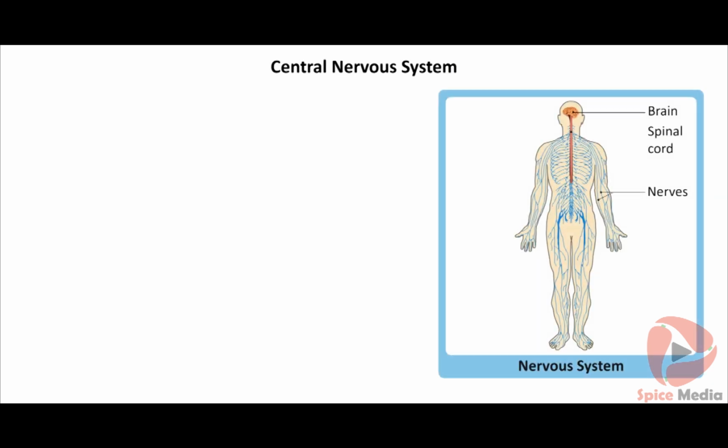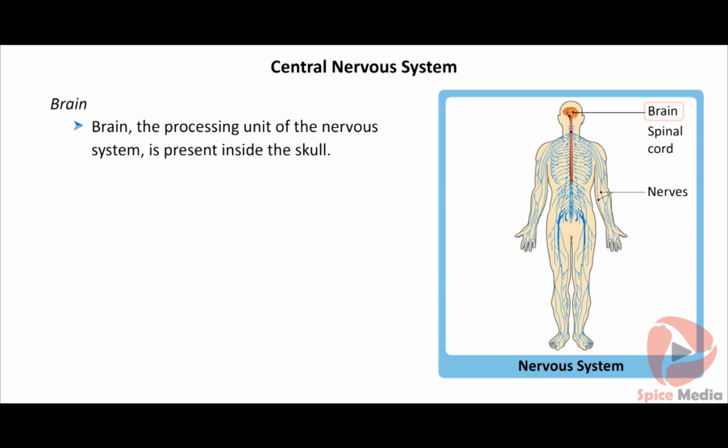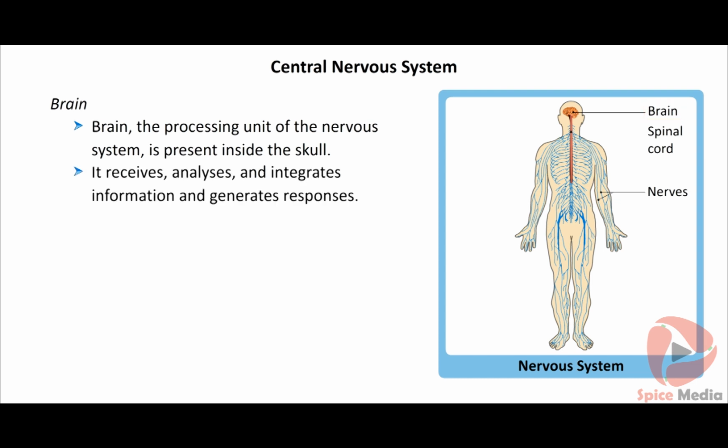The nervous system is made up of 3 components. They are brain, spinal cord, and nerves. Brain, the processing unit of the nervous system, is present inside the skull. It receives, analyzes, and integrates information and generates responses.